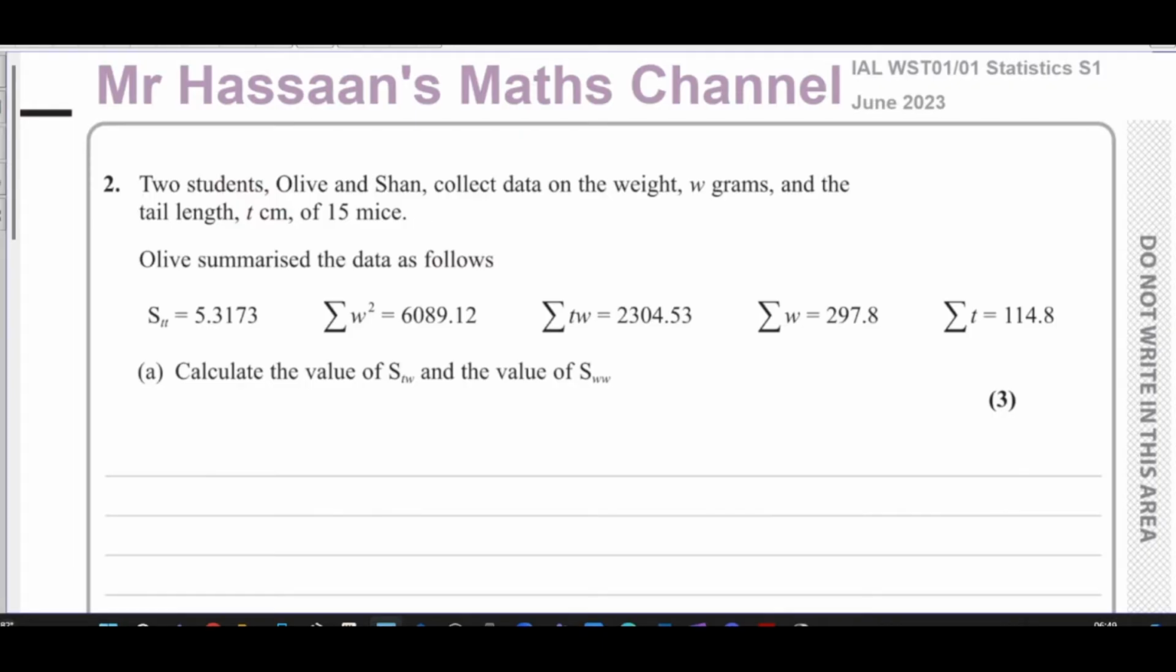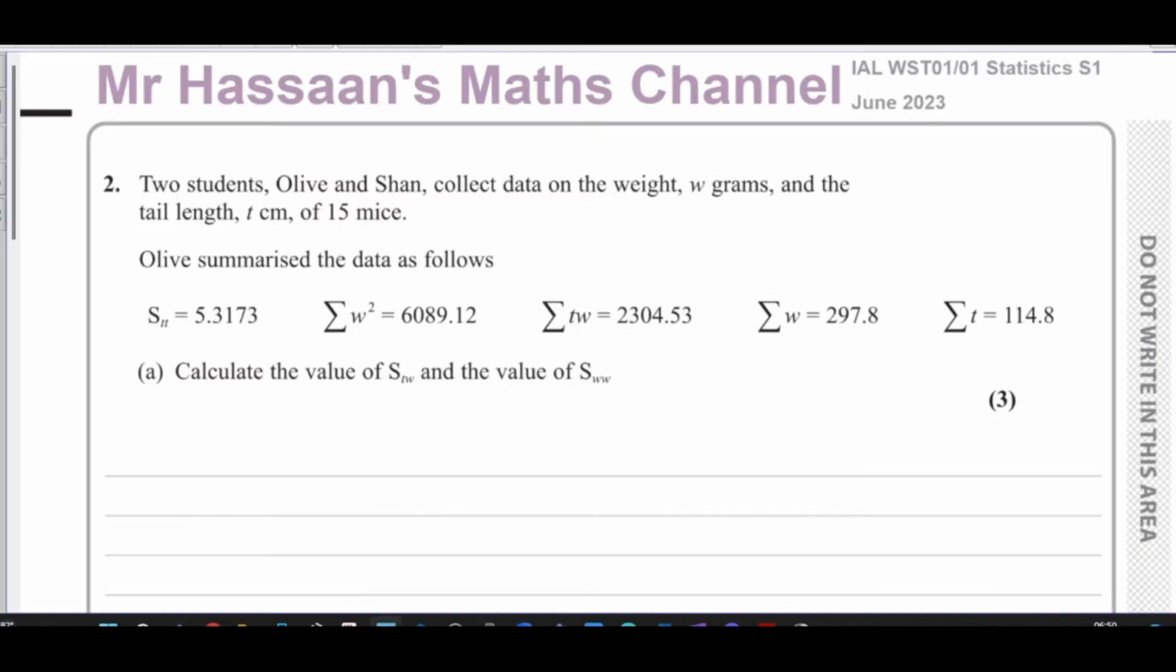This question here is about correlation and regression. It says two students, Olive and Shan, collect data on the weight W grams and the tail length T centimeters of 15 mice. Olive summarized the data as follows: STT equals 5.3173 and so on. They've got some summarized data. Calculate the value of STW and SWW.